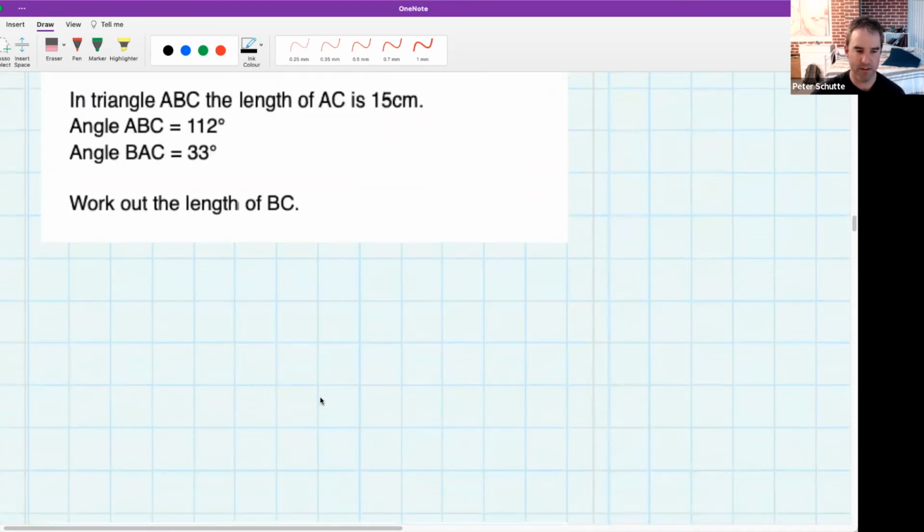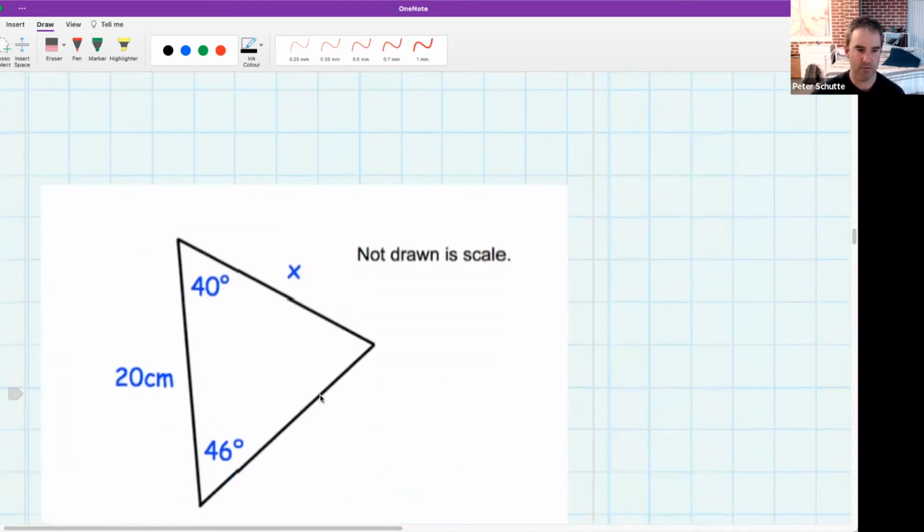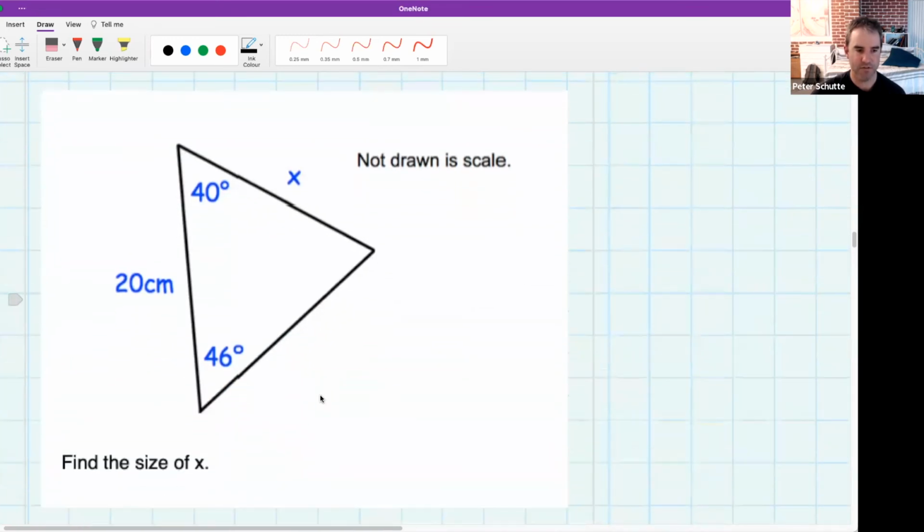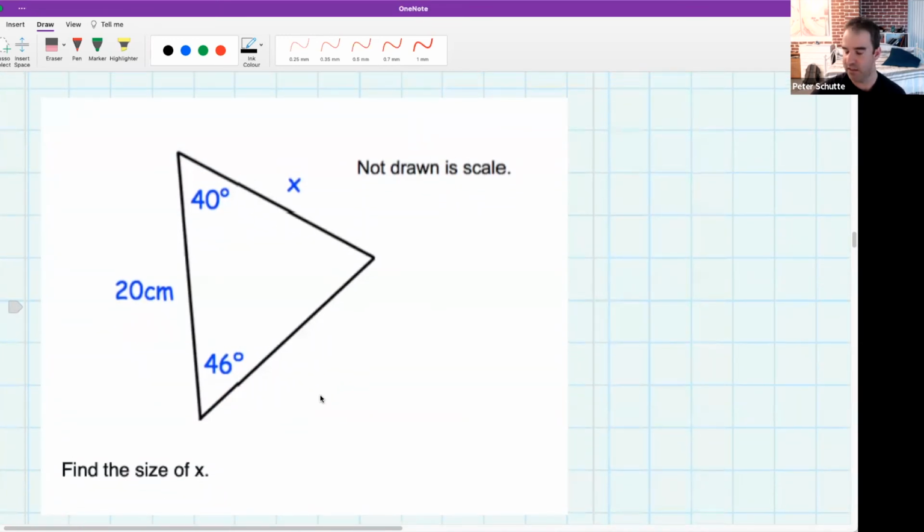Let's skip that one because it's too easy for now. I want you guys to find me the length of side X. So I'm not going to say anything because this is a little bit trickier. Over to you guys.